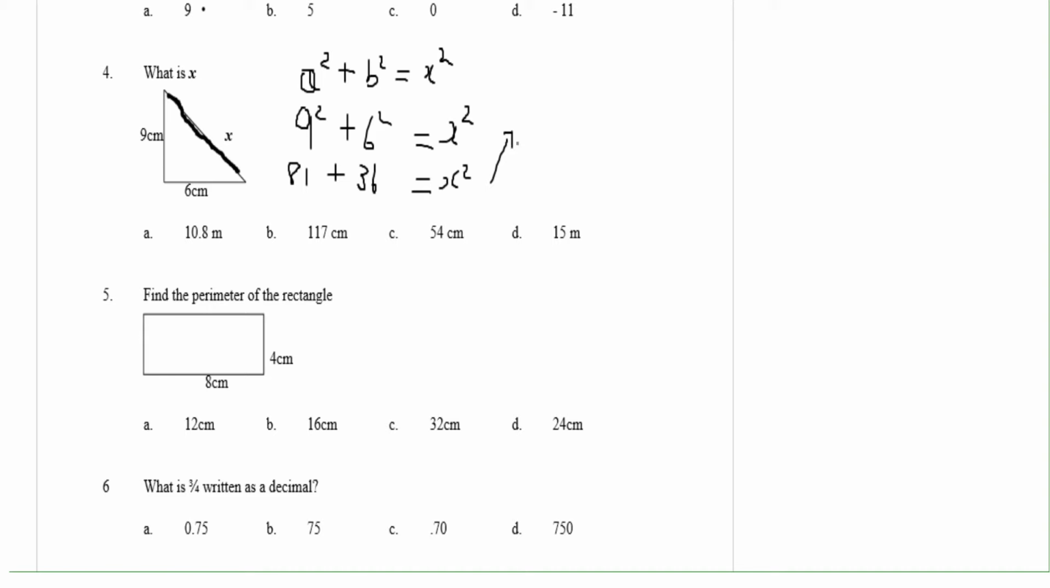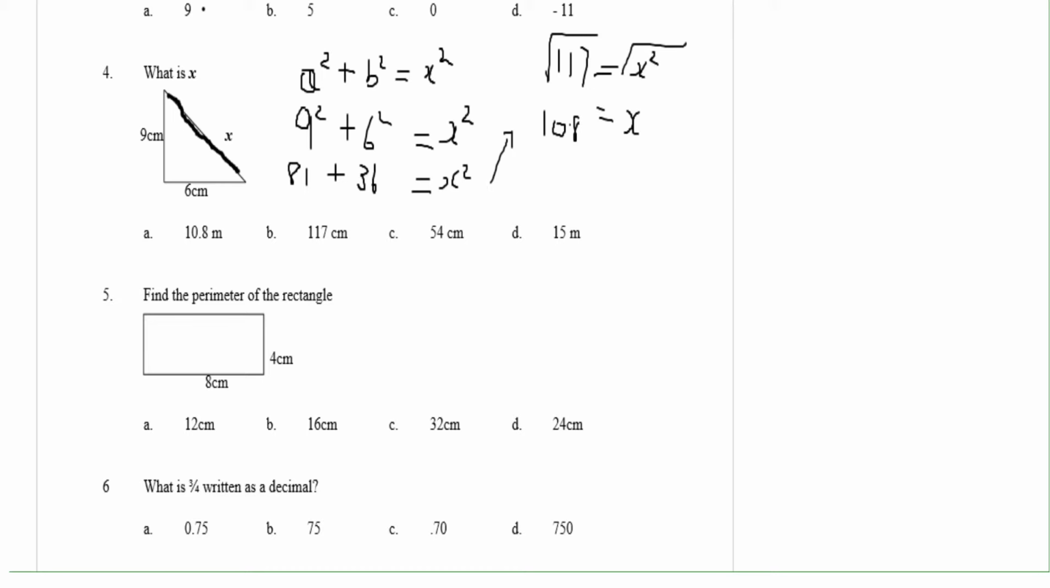81 plus 36 is 117, and that's equal to x squared. But we have the square here affecting the x, so in order to get it, we're going to have to find the square root of this side. It gives us x, and the square root of 117 gives us 10.8. So the answer for that one is 10.8.